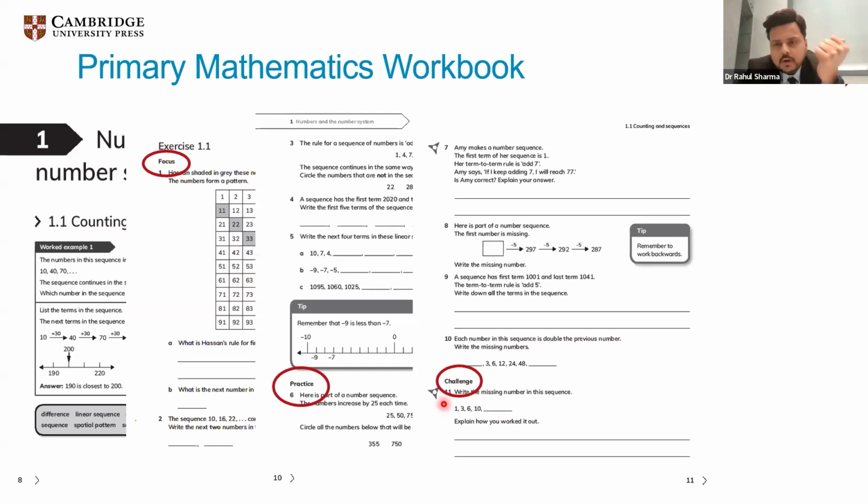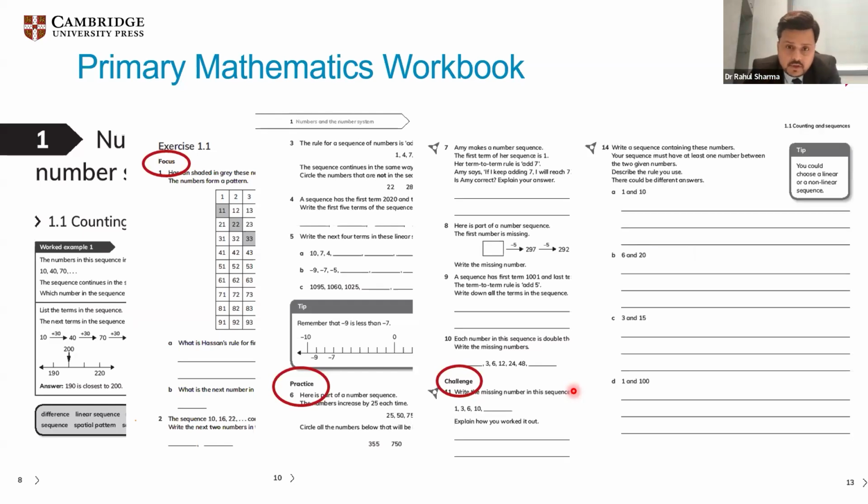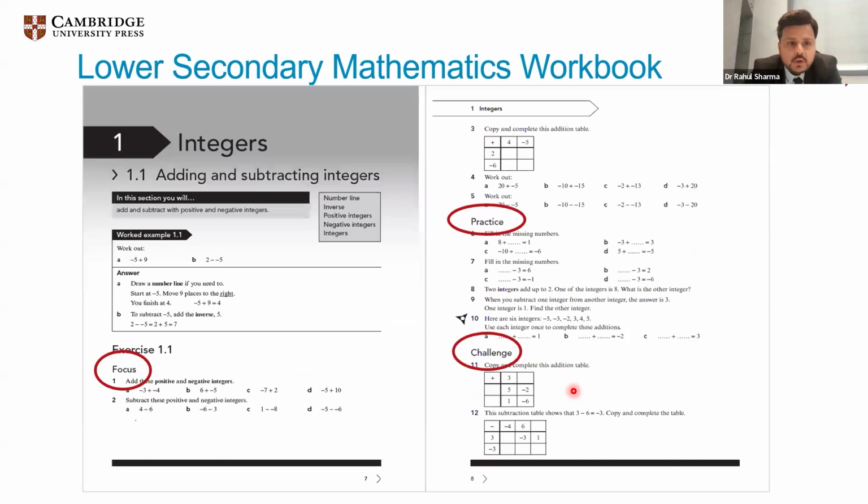Possibly a learner is not so good in maths, but at least he or she should be able to solve the focus and practice questions. A learner who is extraordinarily good in maths still has to start from focus and practice, and then solve many challenging questions. So the levels according to Bloom's taxonomy have been platformed and used in the workbook for every chapter, every stage. These are some extra snapshots of the lower secondary workbook. If you can see, focus, practice, challenge.